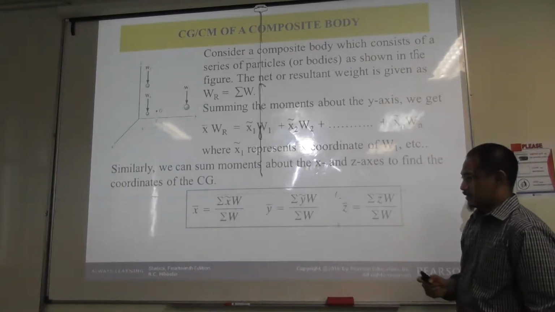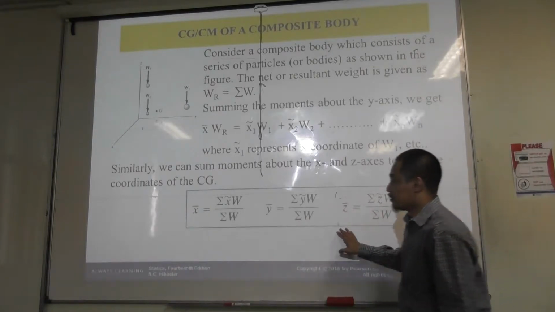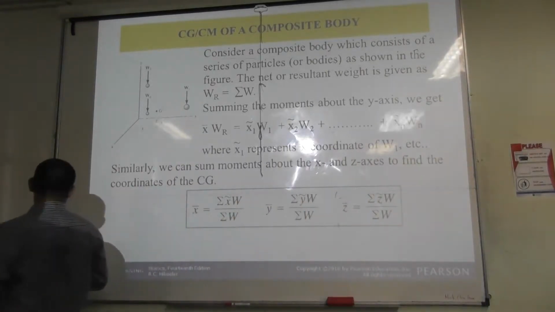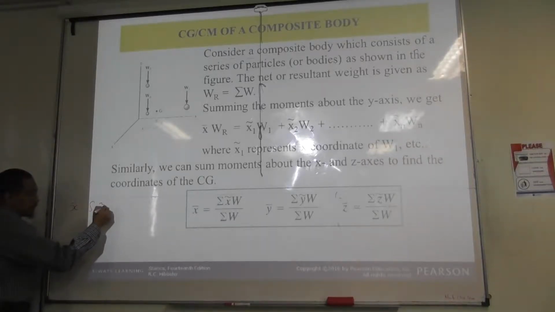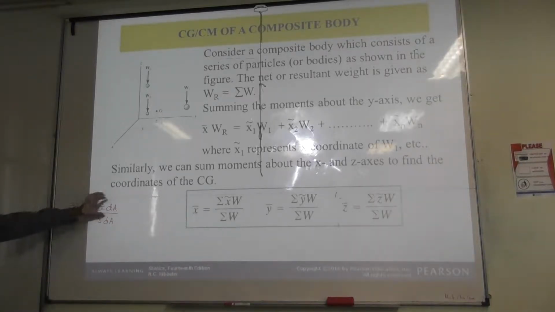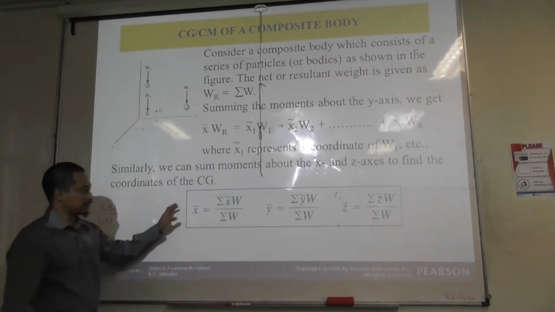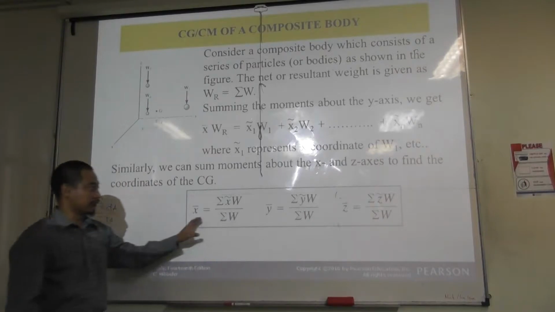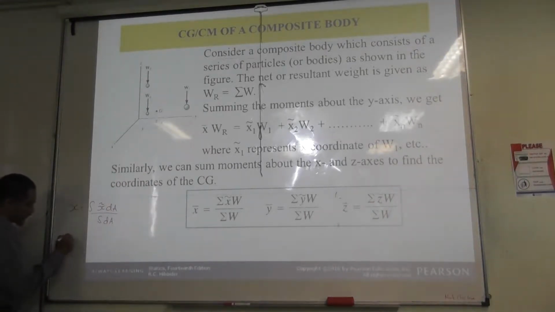This is exactly the same as before in terms of how we end up with this kind of equation. If you remember, previously we had something like this for the centroid, dA. This is from the moment, the summation of force, and you get the location. The same concept applies until we get this one. This one is for center of gravity, that's why W. If we have centroid, then we'll have something like this.